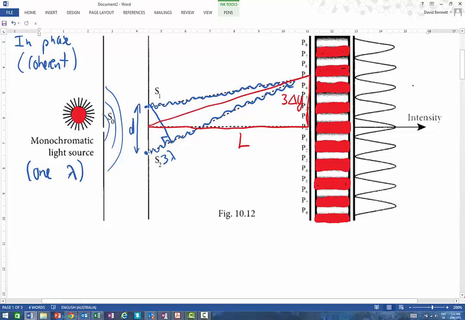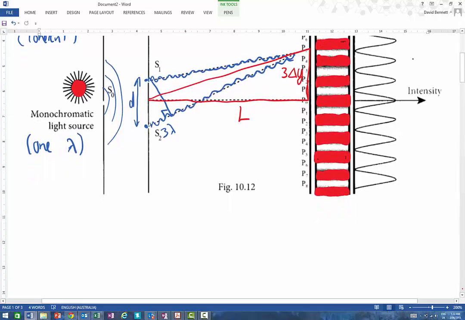So technically what we've got here is two different right angle triangles. We've got our blue one, and that's going to be the D separation there. And over here we're going to have 3 extra wavelengths. Then we've got our red triangle over here, and that's going to be 3 extra bandwidths, the width of 3 bandwidths, and that is our distance L. So these are both right angle triangles.